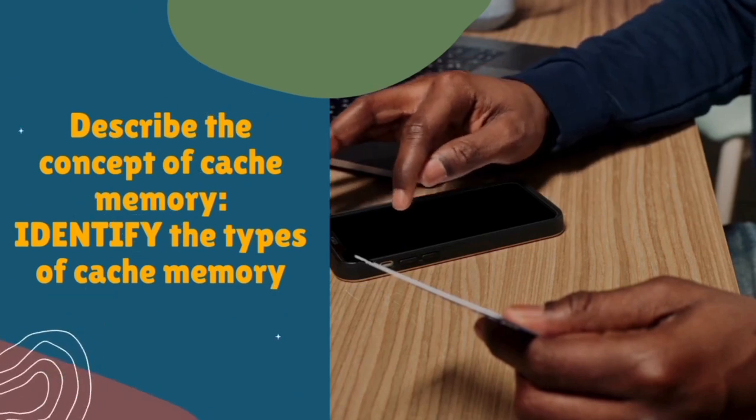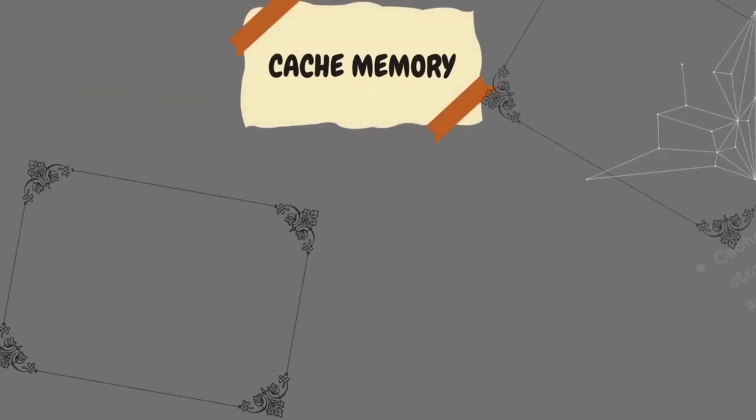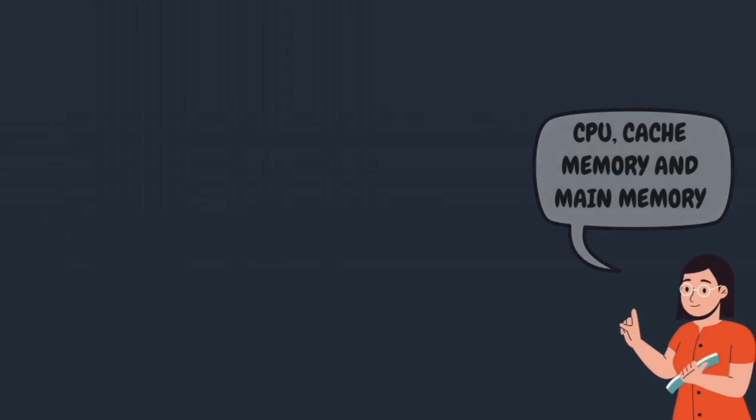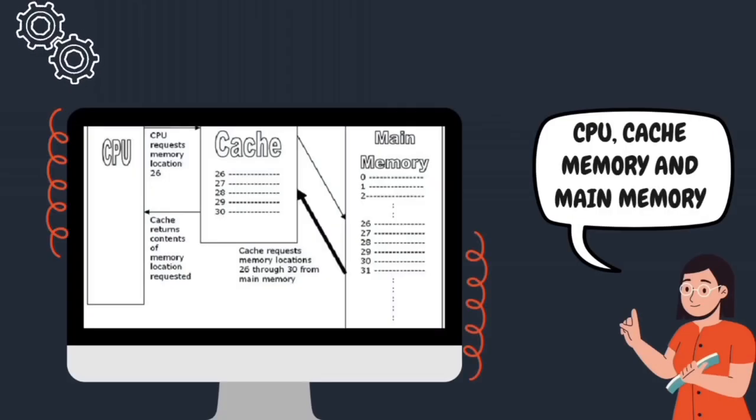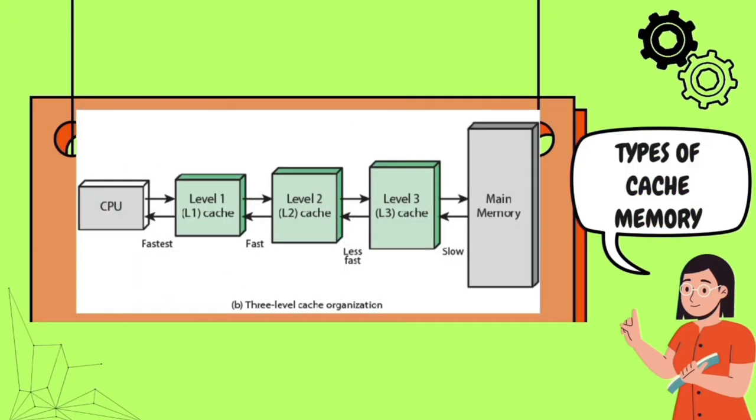Let's see the concept of cache memory and the types of cache memory. Cache memory temporarily stores data, information, and programs that are commonly used by the CPU. When data is required, the CPU will automatically turn to cache memory in search of faster data access. And this diagram here shows the CPU, cache memory, and main memory. And these are the types of cache memory, which consist of level 1, level 2, and level 3.